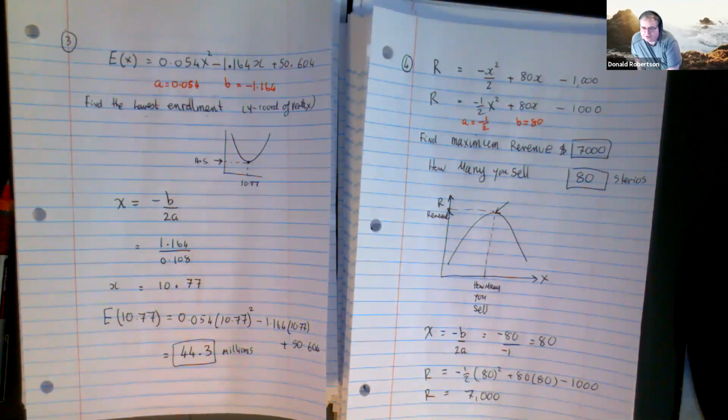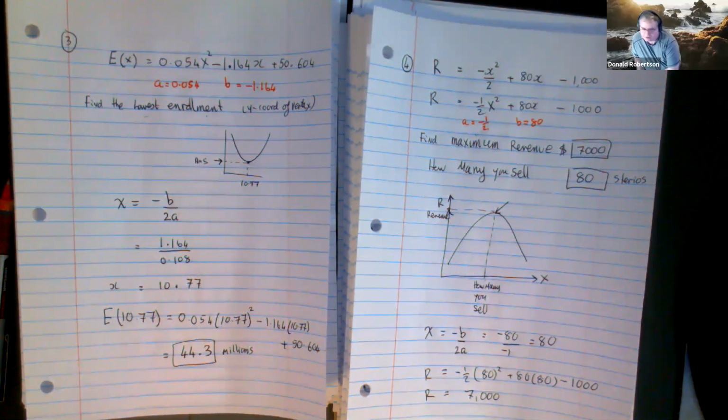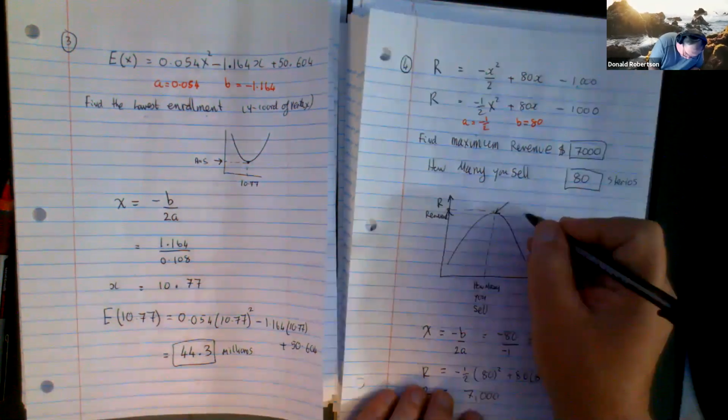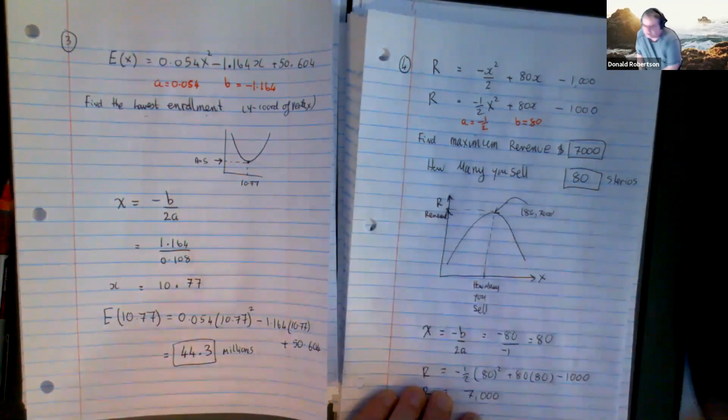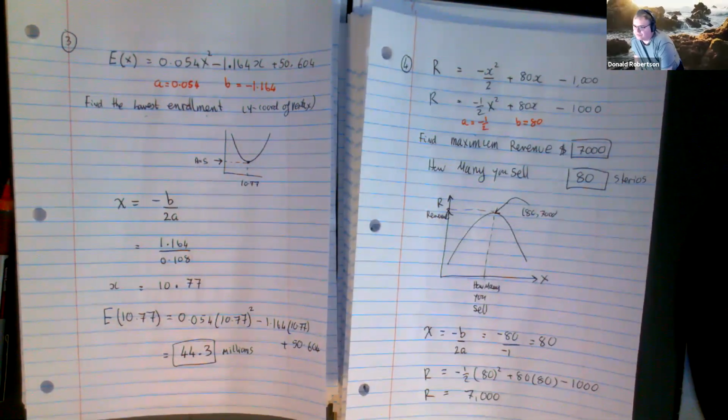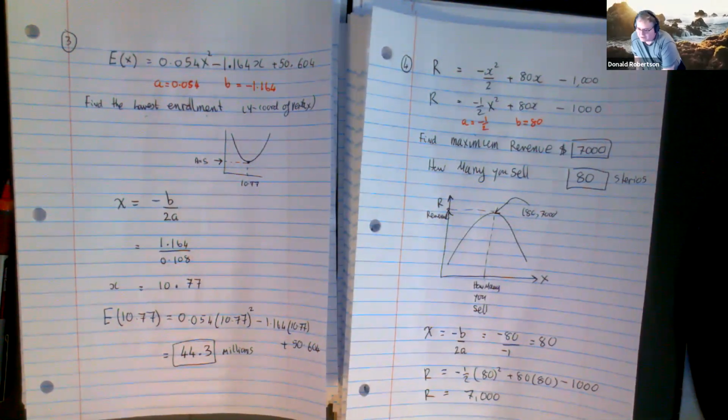So the solution to this puzzle, what's the most revenue you can make? 7,000. How many do you sell to make that happen? 80. Doesn't that just basically end up being the coordinates of the vertex? But every question we've done, as I said before, is something to do with the coordinates of the vertex.